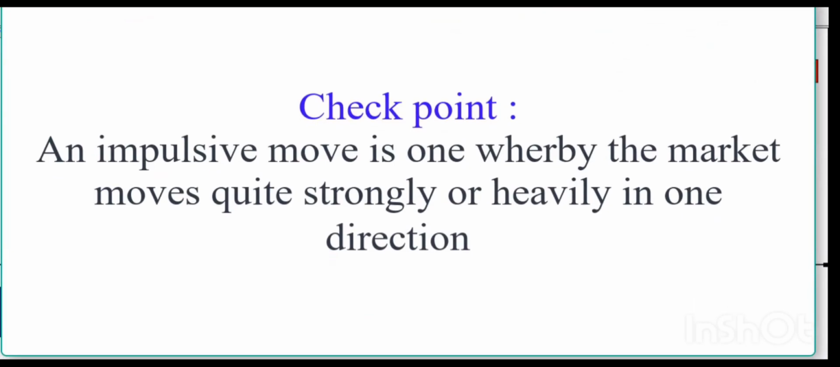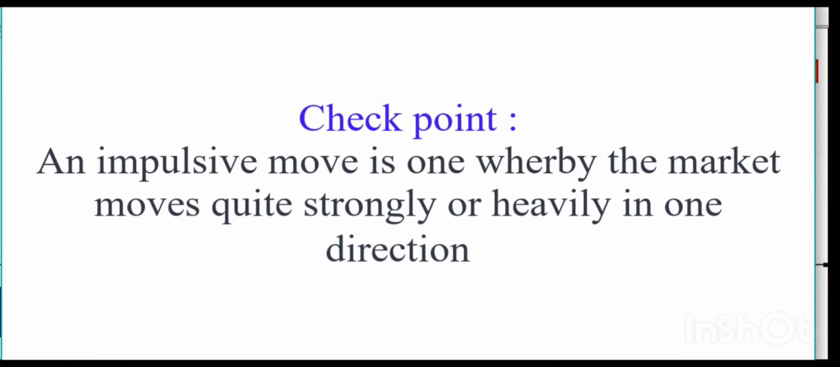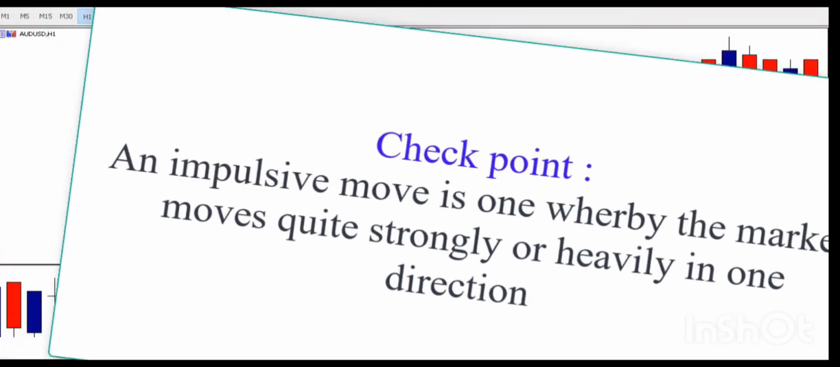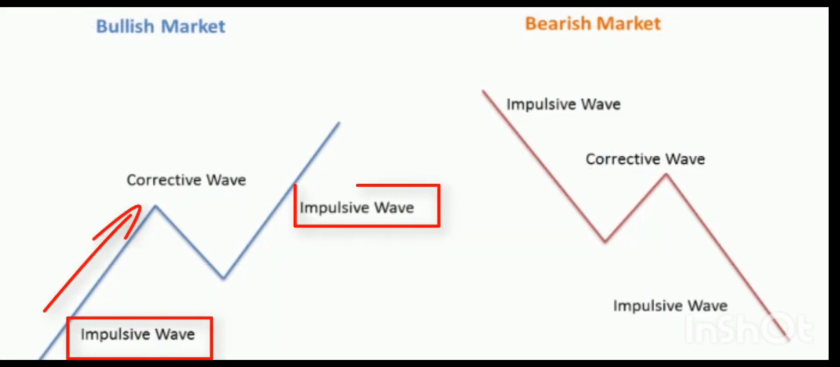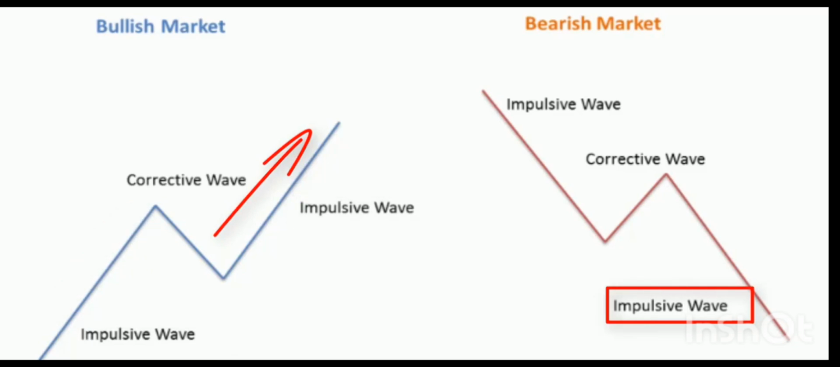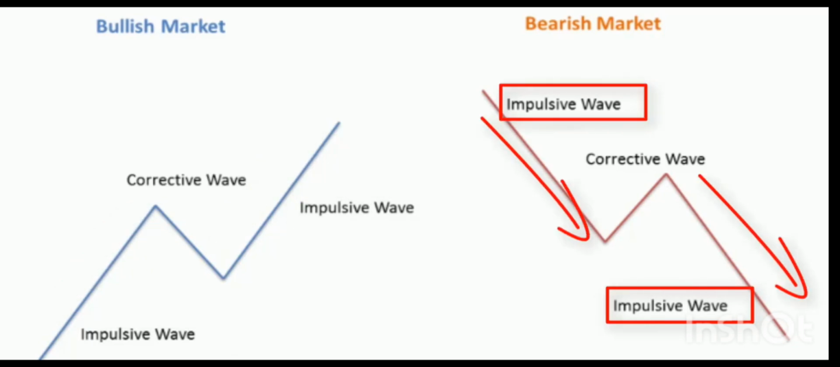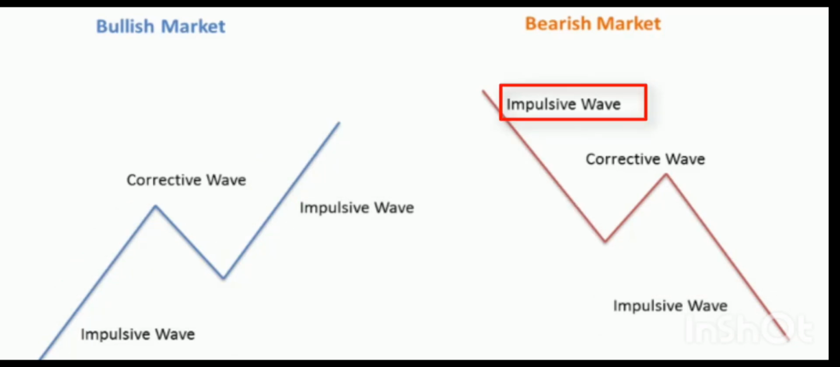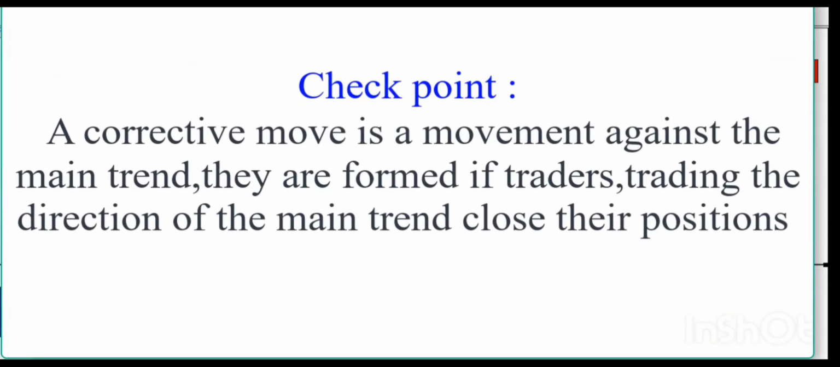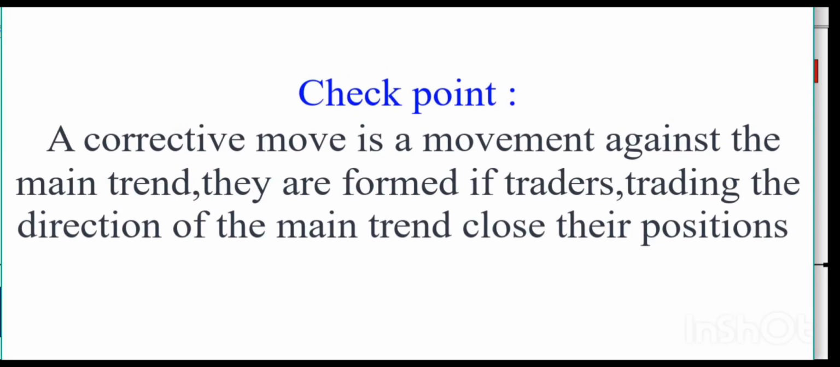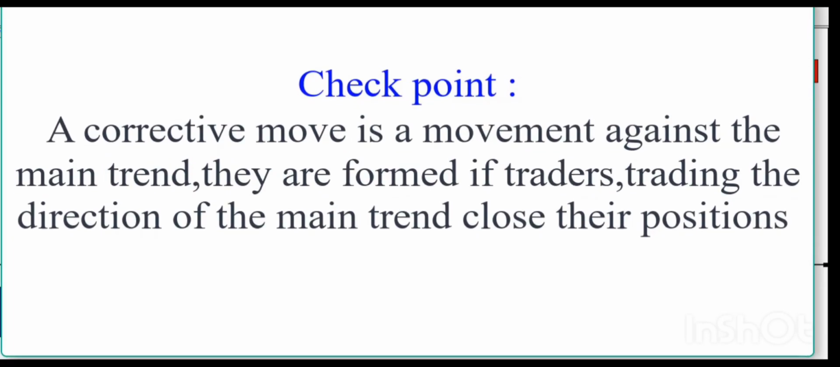An impulsive move is one whereby the market moves quite strongly or heavily in one direction. So look at the example. When price is moving in an uptrend, it's making higher highs and higher lows. This is the impulsive move. Even in a downtrend, this is the corrective move when it's retracing upward. A corrective move is a movement against the main trend.